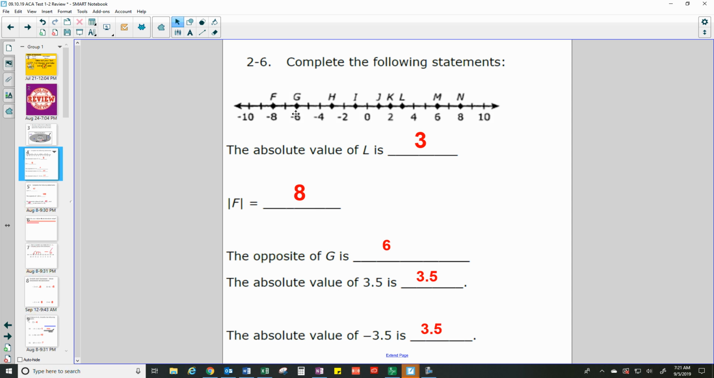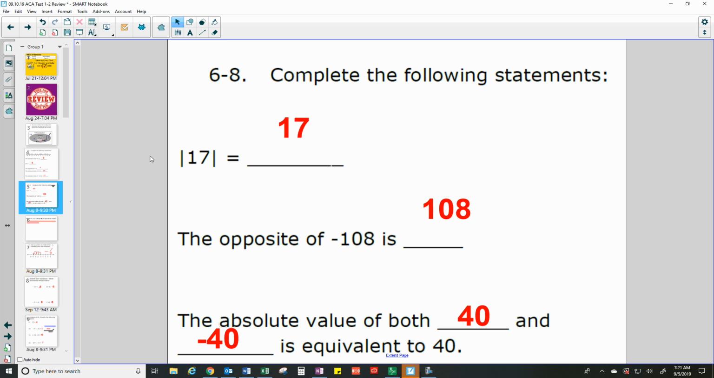The opposite of G. What's the opposite of -6? 6, or +6. The absolute value of 3.5. How far is 3.5 from 0? 3.5 spaces. And the absolute value of -3.5. How far is -3.5? 3.5 spaces. So what's the absolute value of 17? 17. That's how far it is from 0. What's the opposite of -108?